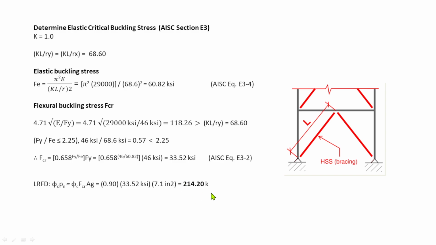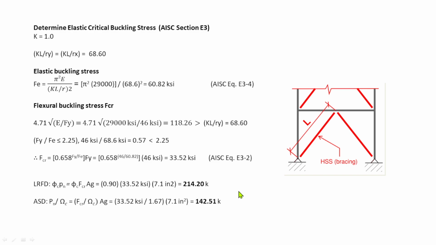That is the design strength. The next step is to determine the allowable strength, the ASD. We have Fcr over omega times the area of the steel, which is 33.52 ksi over the omega factor of 1.67, times the 7.1 square inch area of the steel, and that is equal to 142.71. So these are the values of the design strength and allowable strength using the equations of the AISC manual. So we are done with A.